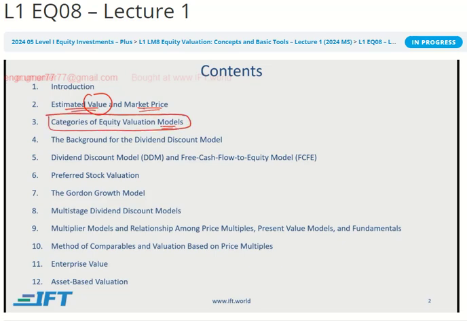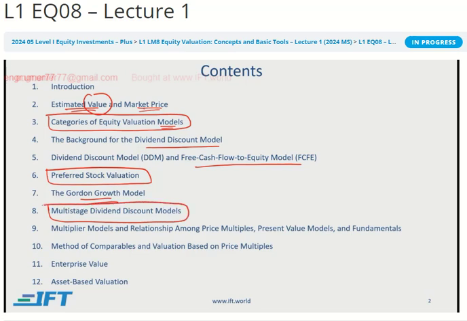What are the different models you can use, such as the dividend discount model, such as the free cash flow to equity model? How do you go about valuing a preferred stock? What is the Gordon growth model? What if the dividends are growing in multi-stages, right? What are multiplier models? How do you do this based on price multiples? What is the value of the entire enterprise, and how do you go about doing an asset-based valuation?